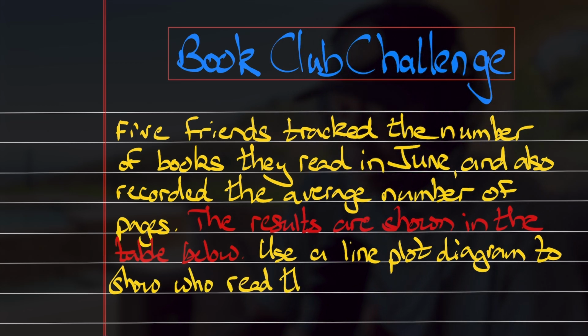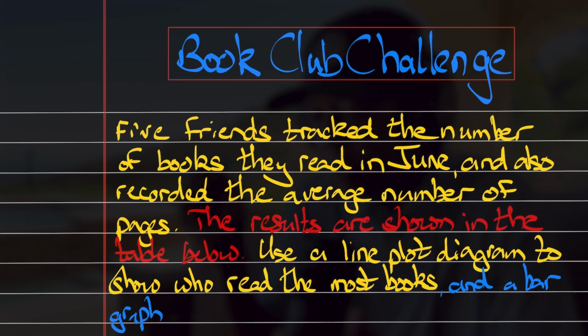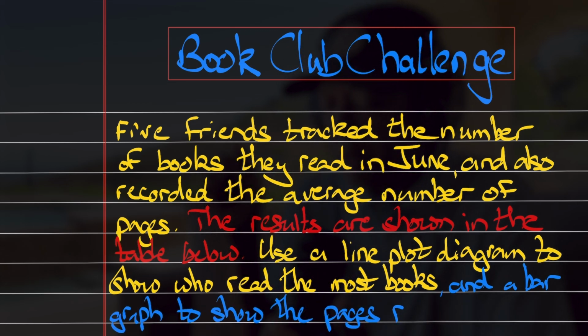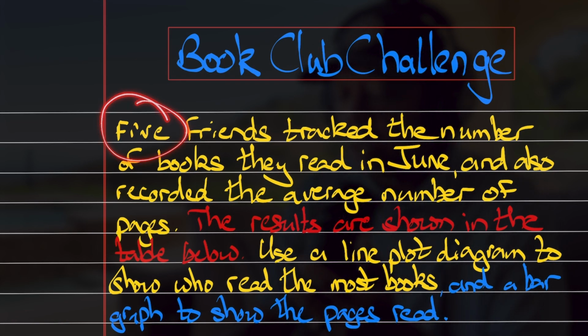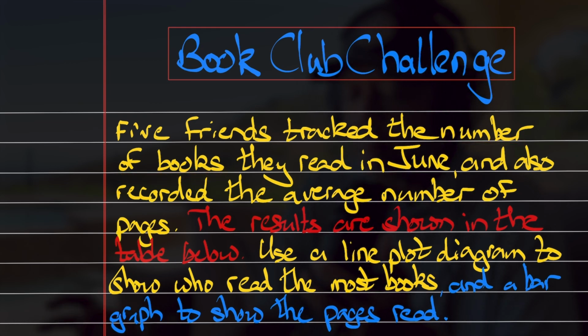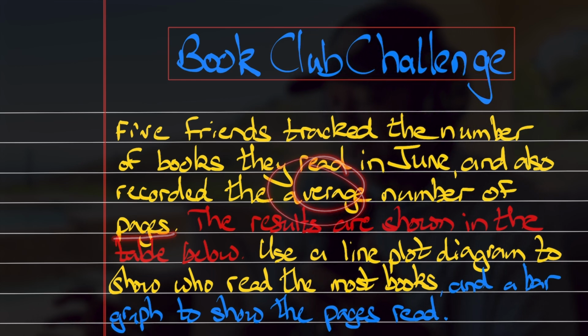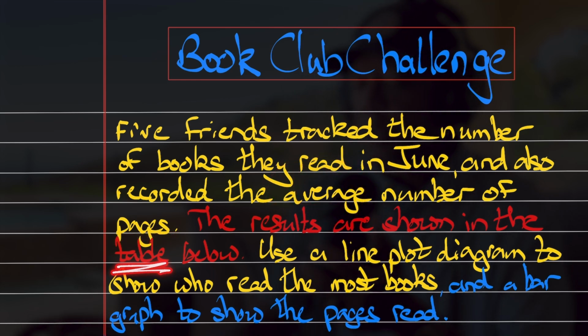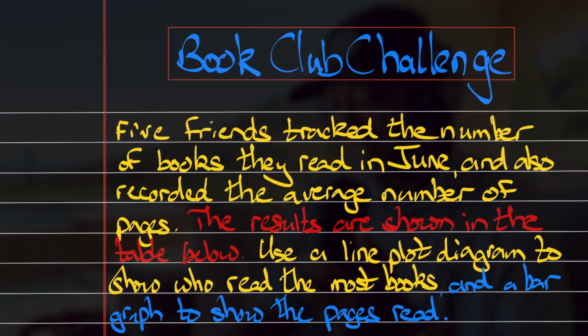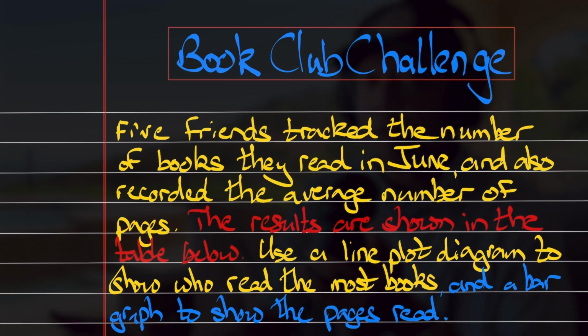Use a line plot diagram to show who read the most books. So we have to find out who read the most books using a line plot, and then we have to use a bar graph to also show the pages read. We know there are 5 friends. We know that we have to track the number of books that were read. The average number of pages are given. We have to use a line plot diagram, we'll find out what that is, and a bar graph to show the pages that were read.